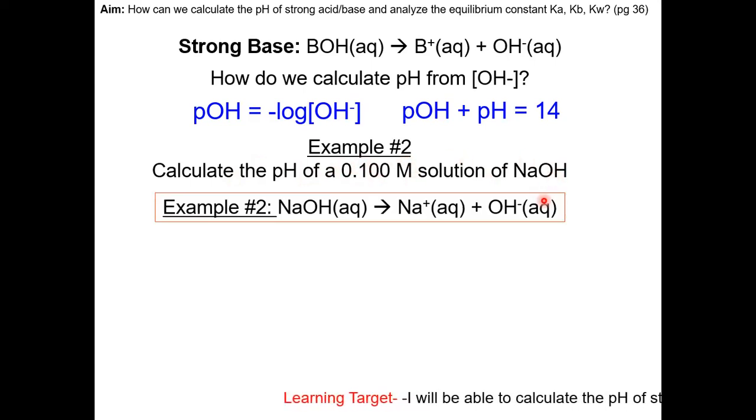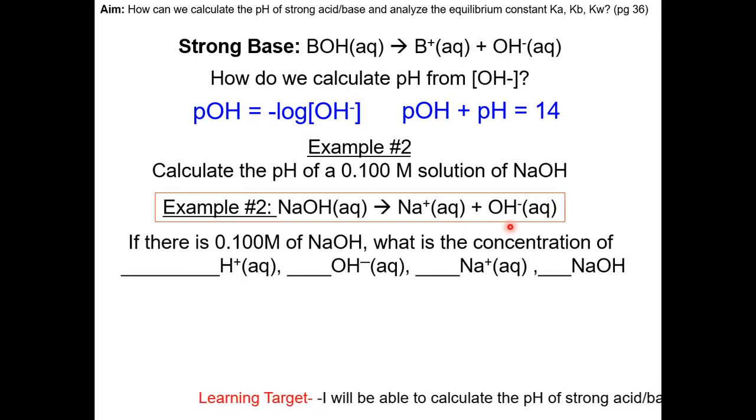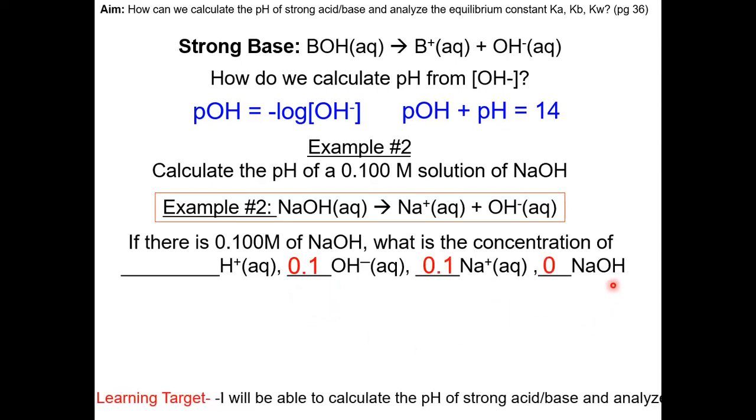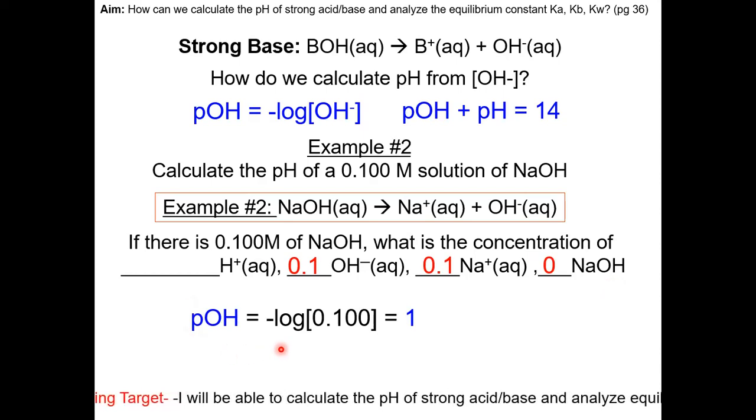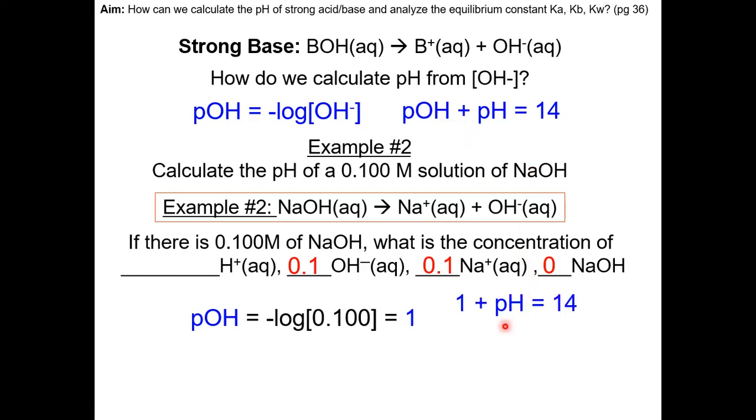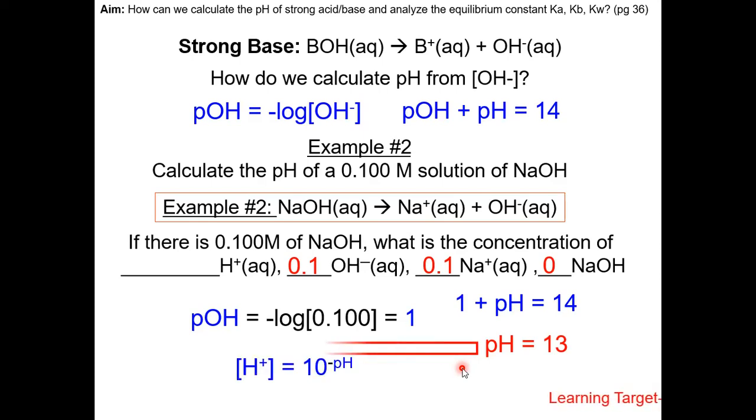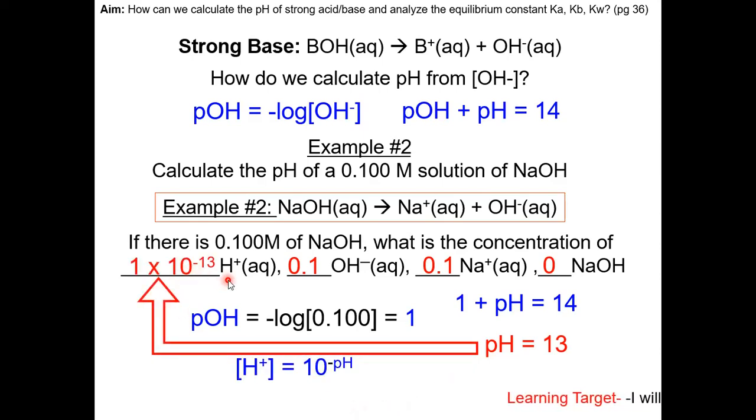Sodium hydroxide is a strong base, therefore it will dissociate completely in solution. This means if there's 0.1 molar of sodium hydroxide, we have 0.1 molar of the hydroxide ion and sodium ion, and no more NaOH. To calculate the pOH, it will be the negative log of 0.1, which is 1. To calculate the pH, we use this equation, and we get the pH as 13. Once you get the pH, you can work backwards to get the hydrogen ion concentration.